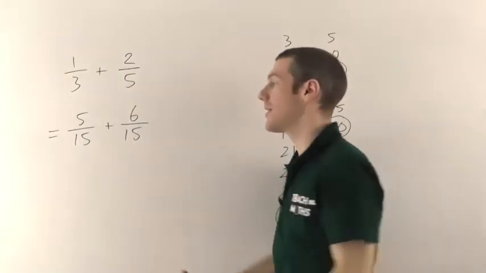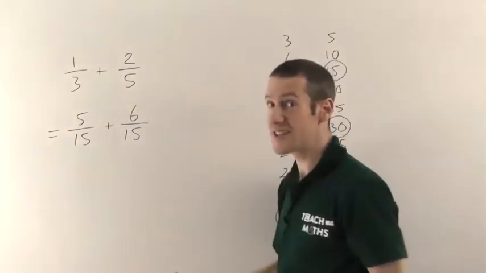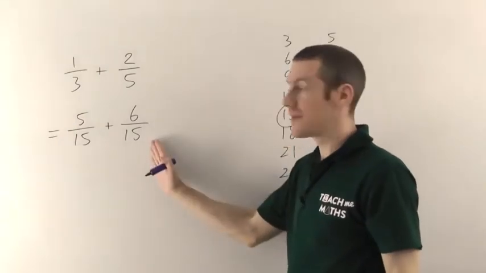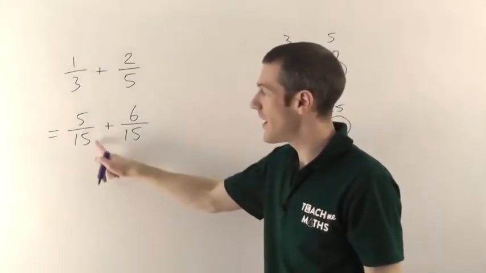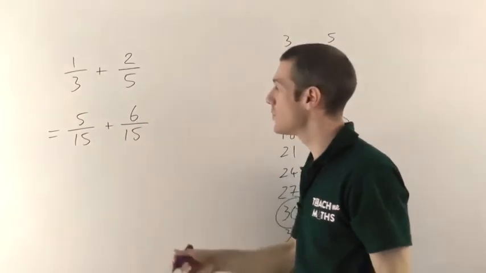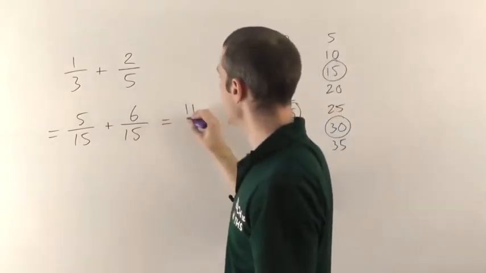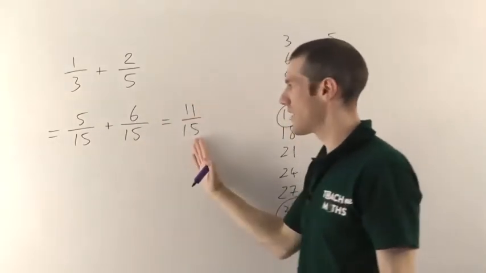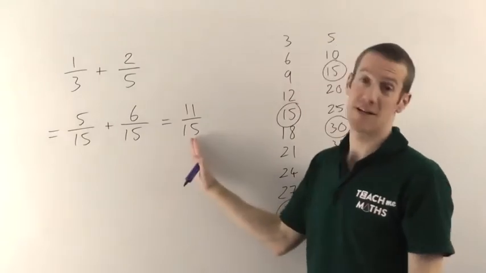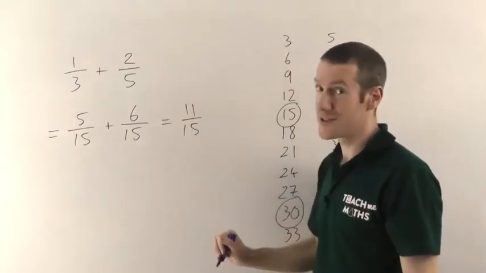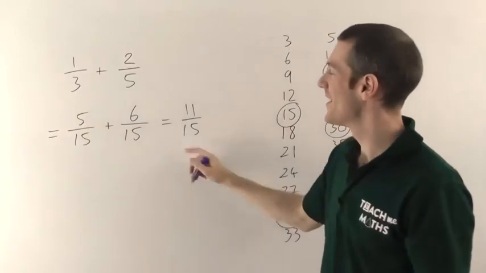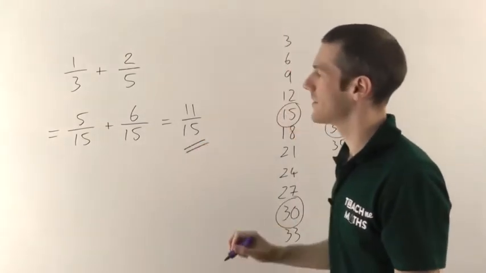But the point here is that the numbers on the bottom are the same. So now I can add them. I'm working in 15ths. I've got 5 of them here, plus 6 of them here. So altogether I've got 11 of them, whatever they are, in this case, 15ths. Check if it cancels. You've always got to do that in maths. This doesn't, so that would be your final answer.